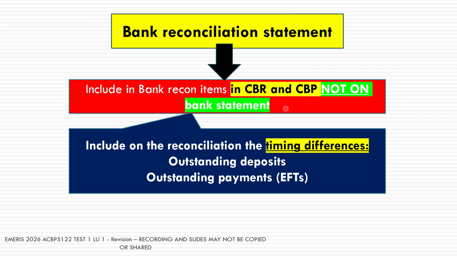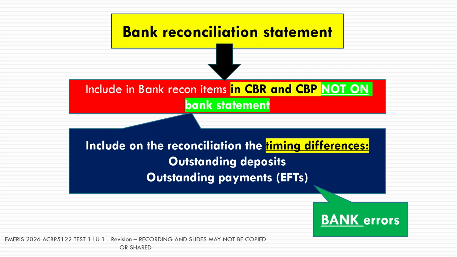And these kinds of reconciling differences we refer to as timing differences. And remember, when it comes to timing differences, there's really only two. It's your outstanding deposits and your outstanding EFTs. Outstanding deposits you'll pick up from the cash book receipts, and outstanding payments or outstanding EFTs from your cash book payments. And then, of course, you are also going to be including any errors made by the bank. Only bank errors will go in your bank reconciliation statement.